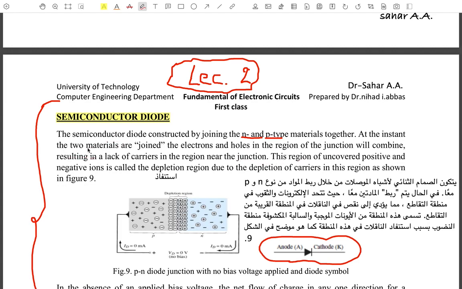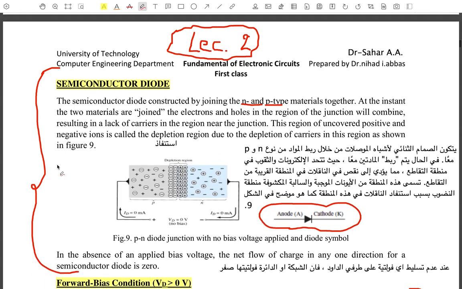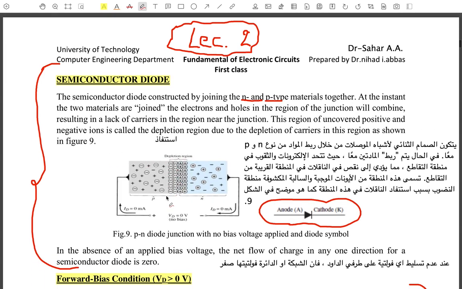As an instance, the two materials are joined, with the electrons and holes regions combining. That means there is a depletion region between the P and N. This depletion region results in a lack of carriers in the region near the joining. So near the joining, in the depletion region, there is a lack of carriers.